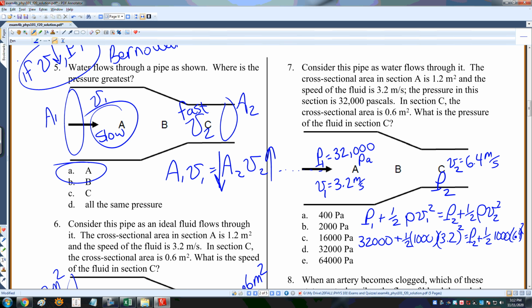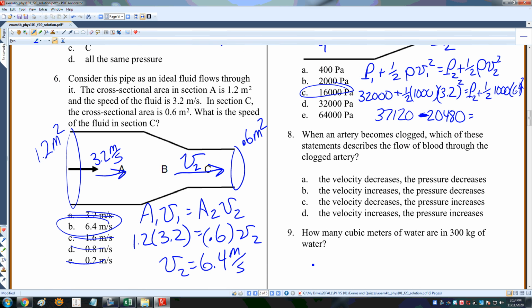Right, and if I solve that for P2, pause here for just a second while I do that in my calculator. Let's see, so I get 37,120 on this side, minus 1/2 of 1,000 times 6.4 squared. Minus 2480. Keeping too many sig figs right now, but let's see. I get 16,640, or if I'd rounded differently, but the answer then is C.